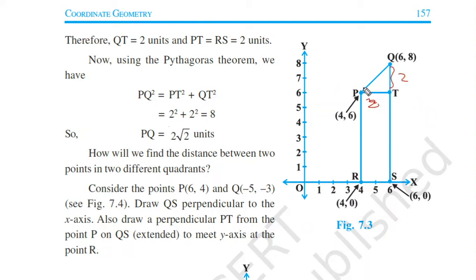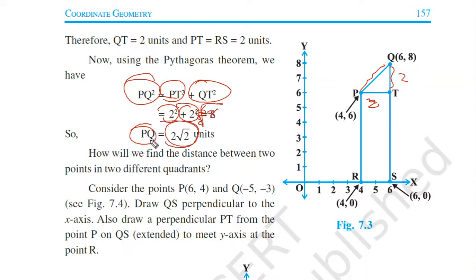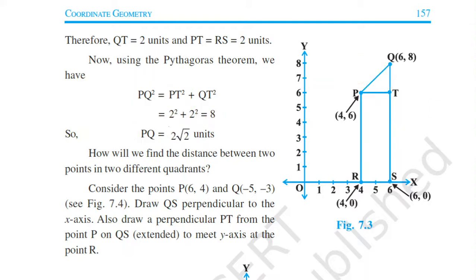Now you can find the length of PQ. So here I can directly write PQ square equal to PT square plus QT square, which is equal to 2 square plus 2 square equal to 8. Now PQ equal to root over 8, which is 2 root 2. So PQ equal to 2 root 2. Now we have found the length of PQ.